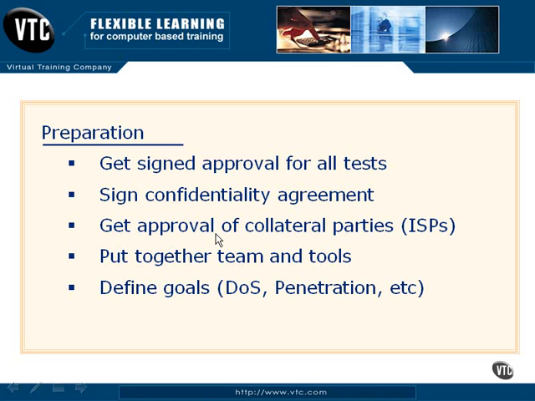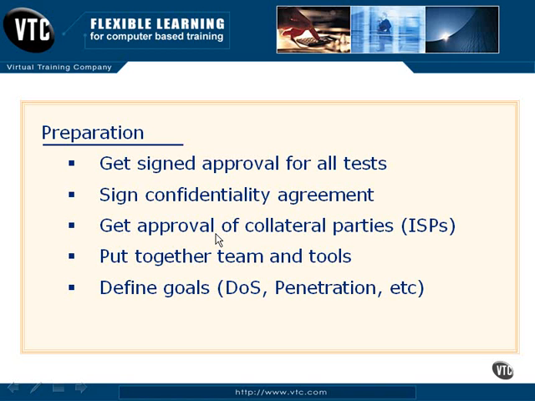Another very important and often overlooked step in the preparation part is getting approval from collateral parties, such as internet service providers, business partners, customers if necessary. What that means by saying collateral party is someone that may be inadvertently affected by the penetration test that you're performing against this company. Company A may be fully aware and okay with your penetration test, but Company A's business partner, Company B, may be drastically affected if you take down one of the WAN links between the two companies during a vulnerability test of a router.